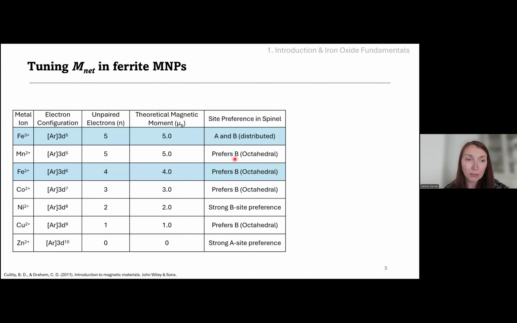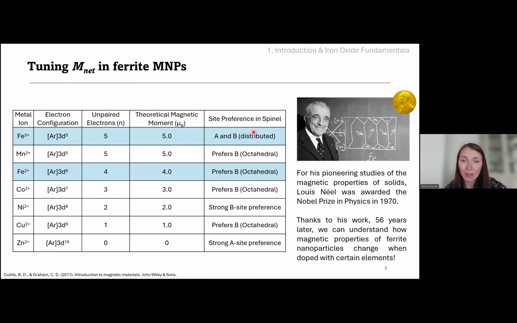Here you can see the different metal ions that can form the ferrite nanoparticles, the electron configuration, the unpaired electrons, and so the theoretical magnetic moment that they will have in Bohr magnetons, and the site preference in the spinel structure. This was investigated by the pioneering studies of Louis Néel, who was awarded the Nobel Prize in Physics in 1970. Thanks to him, we can understand how by tuning the composition of ferrites, we can tune the magnetic characteristics of the nanoparticles.